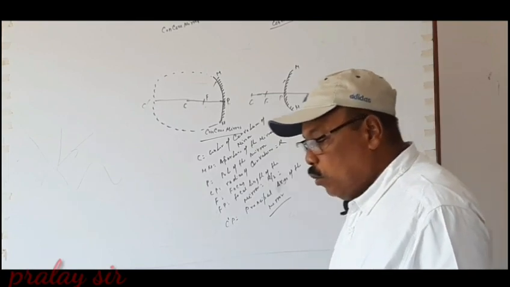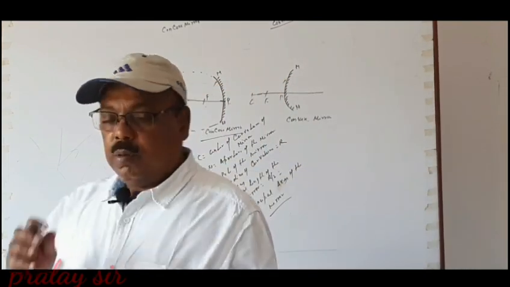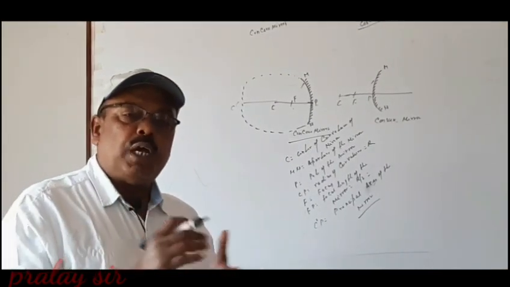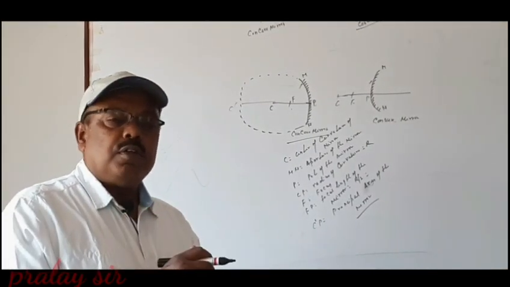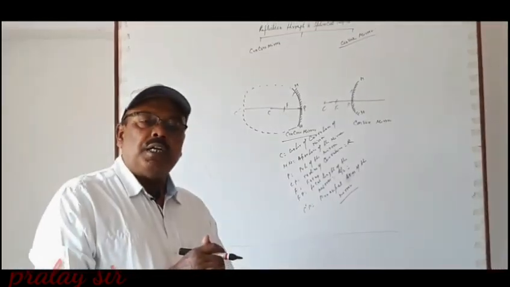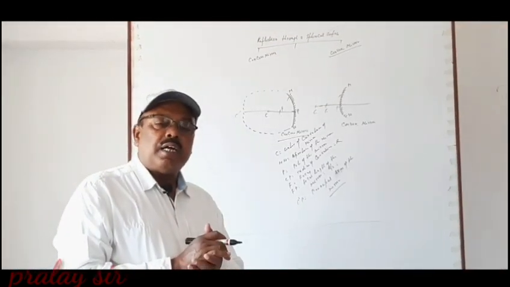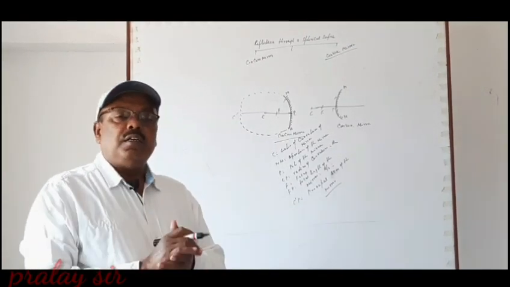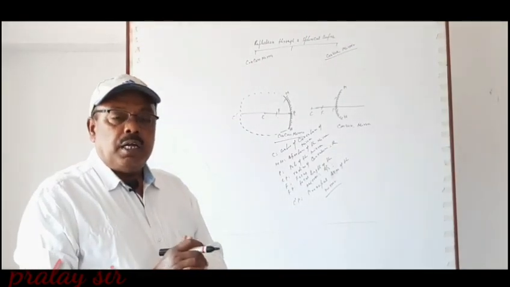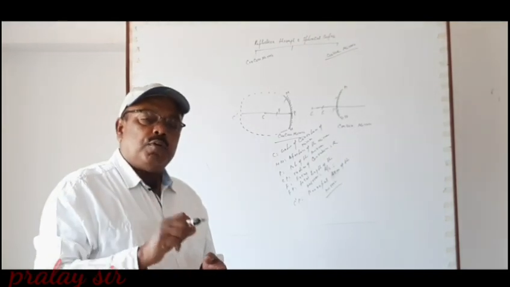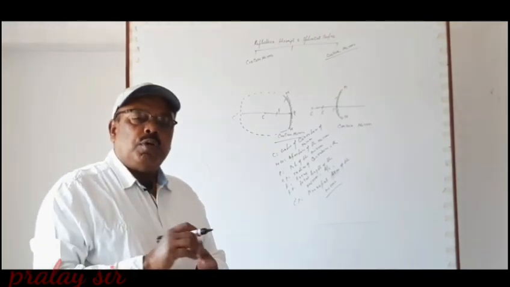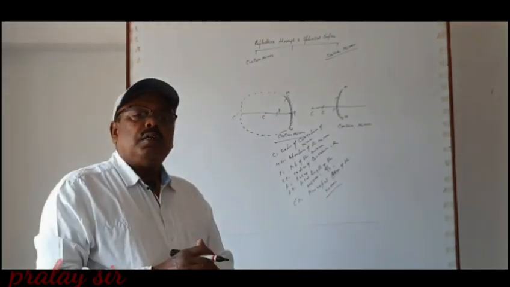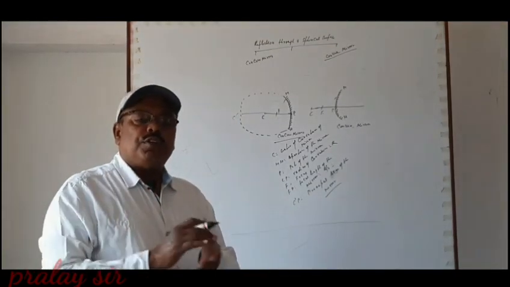Now, first thing, how can we form an image? Images are of two types. One is a real image, another is a virtual image. If the rays are really intersecting each other, and on that particular place a real image is formed, and a real image we can draw on a screen.